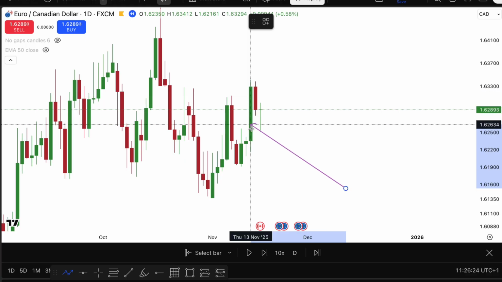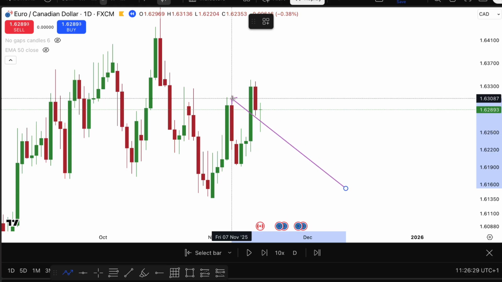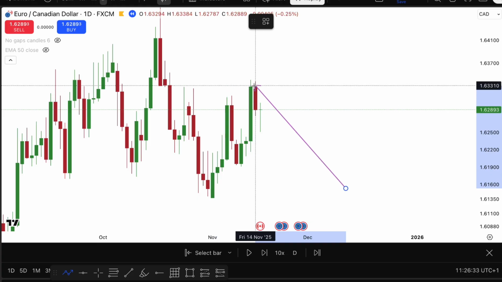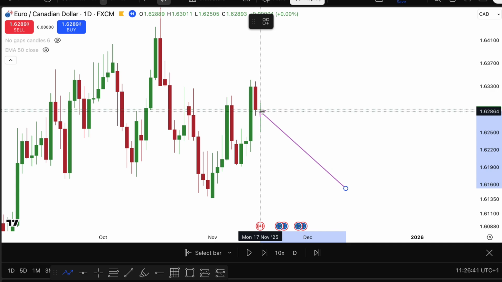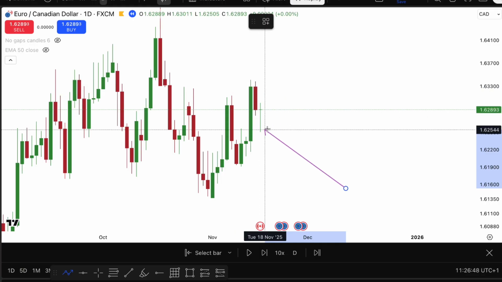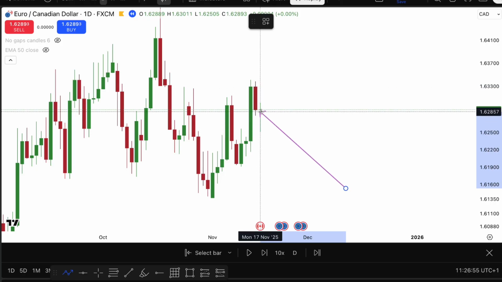As you can clearly see right here, our impulse is all one color, breaking and also closing above the previous structure point right here. After the impulse, we want to identify our retracement. You can clearly see this red and this small doji candle that could have been either red or green. The rule to the retracement is it should at least be two daily candles and it all should be one color.